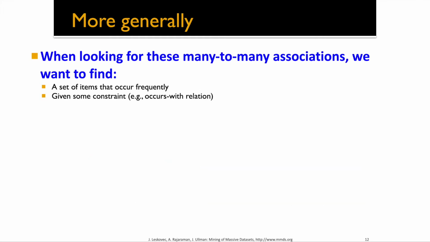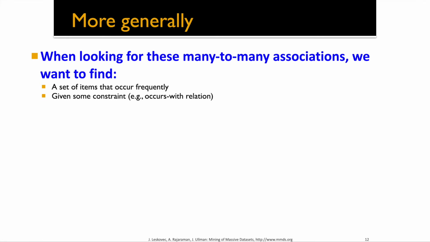So more generally, when we have these many-to-many associations, what we want to do is find sets of items that occur frequently, but not just are frequent. So for example, this is one that we'll talk about in a few minutes. People just often buy milk. People often buy bread. So those sorts of standalone items are obvious or not very surprising from the data.